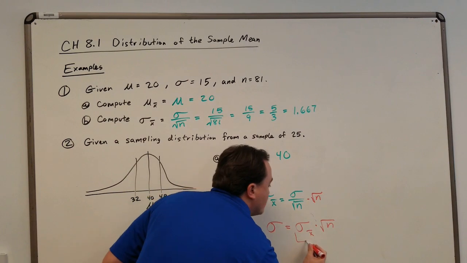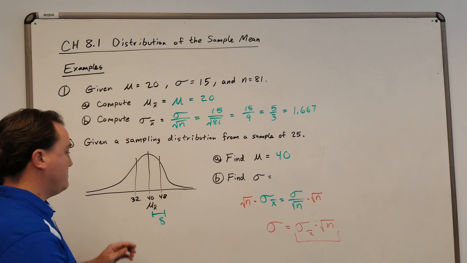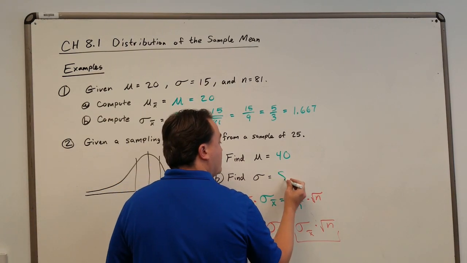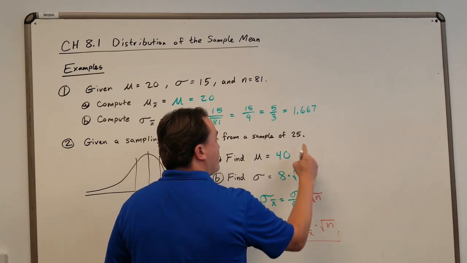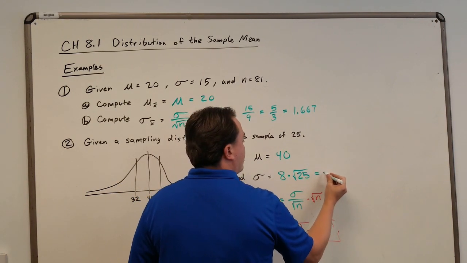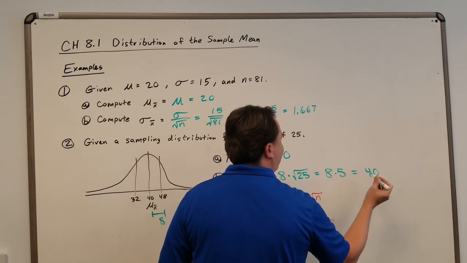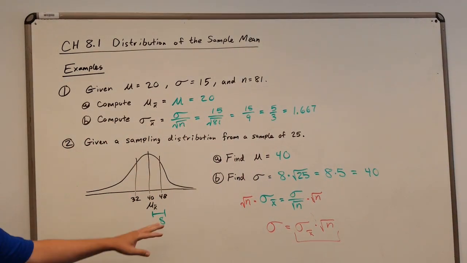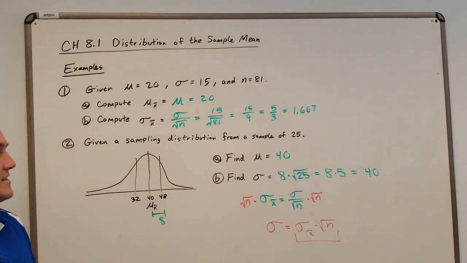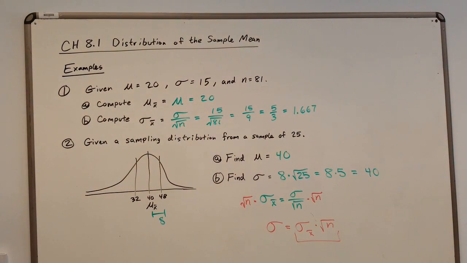So we'll use that here. We have 8 is our standard error times the square root of 25 for this case, which is 8 times 5, which is 40. There's no actual anything in common between these two numbers. They just happen to be both 40 for some reason today.